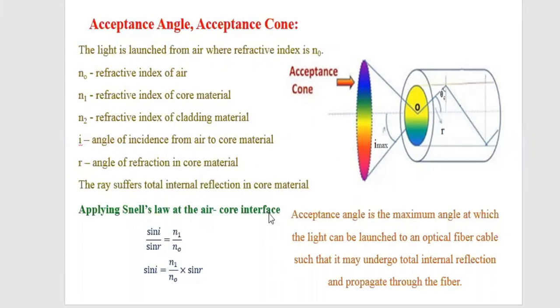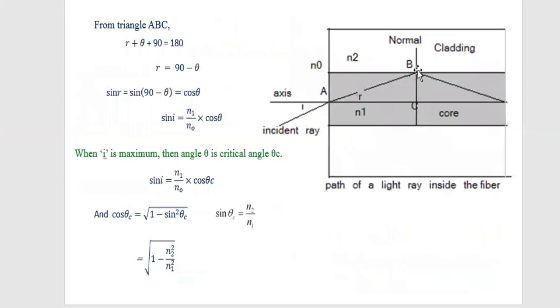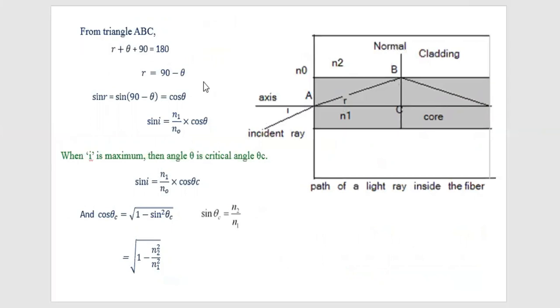Okay, now let us take this triangle. Here the angle of refraction is R, this angle is taken as theta, and this angle is 90 degrees, so it forms a right angle triangle. Let this triangle be ABC, with angle A equal to R, angle B equal to theta, and angle C equal to 90 degrees. From the triangle property, R plus theta plus 90 is equal to 180. So R is equal to 90 minus theta.